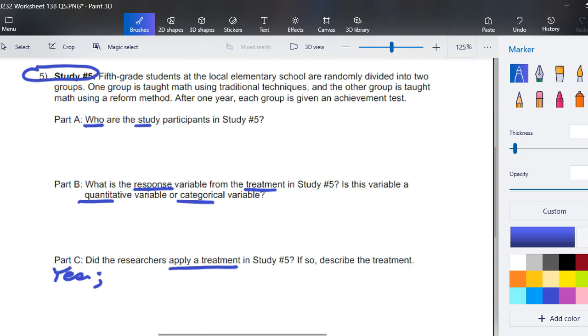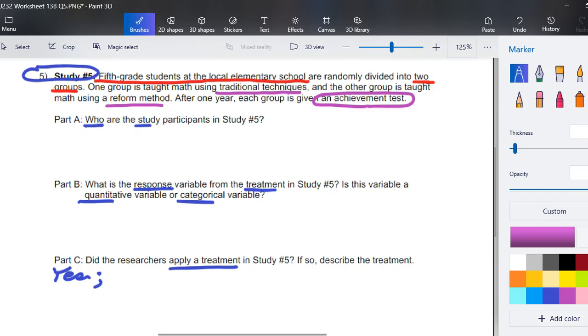5th grade students at the local elementary school are randomly divided into two groups. One group is taught math using traditional techniques, and the other group is taught math using a reform method. After 1 year, each group is given an achievement test.